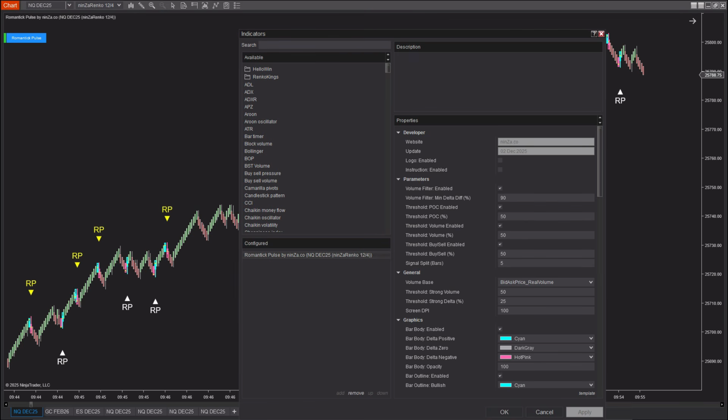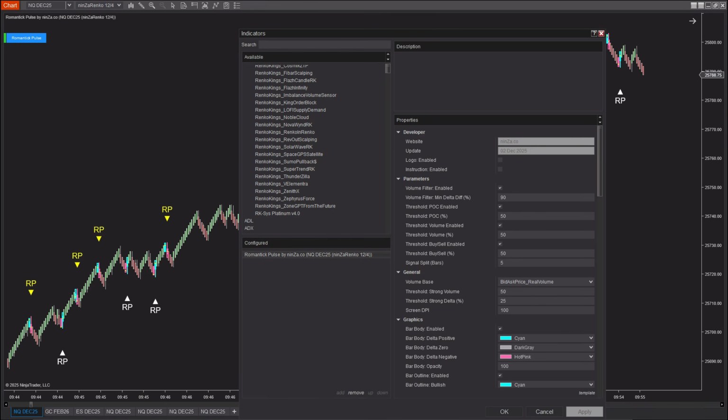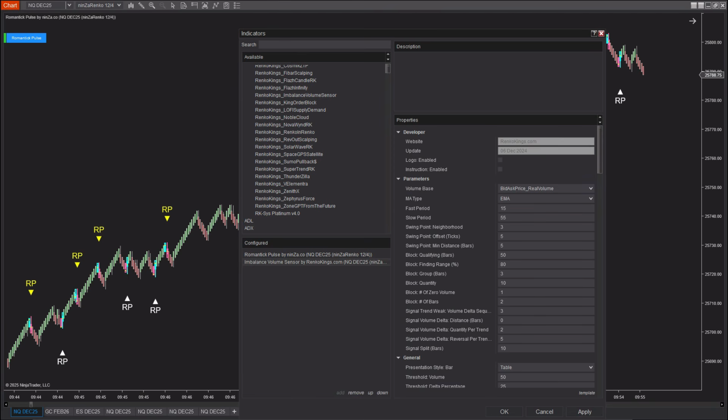Next, we'll move on to the Imbalance Volume Sensor. Add it to your chart, then adjust the parameters as shown so you can get the most accurate and effective readings from this indicator.